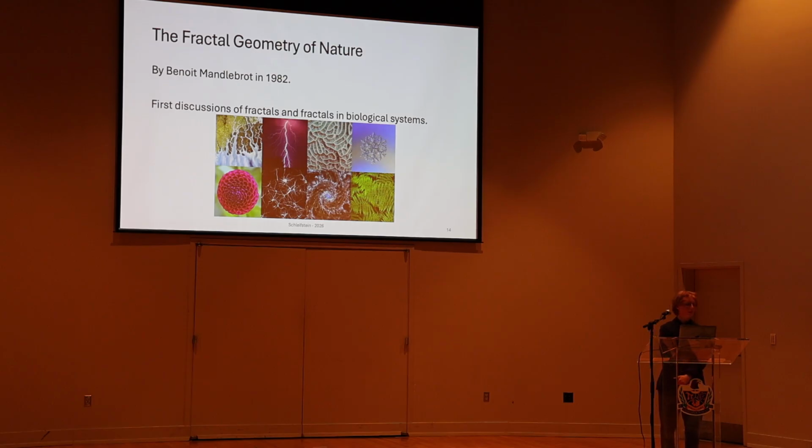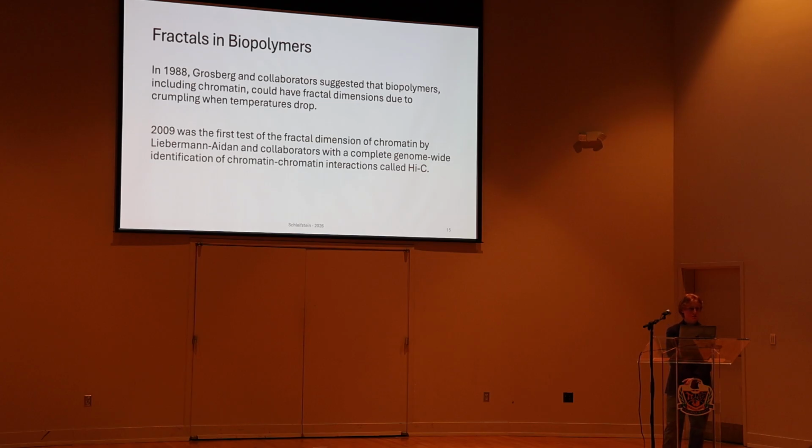As you can see, these all exhibit self-similar shapes that, if you look smaller, will still maintain the same shape. The first time fractals were discussed in biopolymers was in 1988 by Grosberg and collaborators. They suggested that biopolymers such as chromatin could have fractal dimensions due to crumpling when temperatures drop. And then later, in 2009, the fractal dimension of chromatin was tested by Lieberman-Aiden and collaborators. It was done with a genome-wide identification of chromatin-chromatin interactions called Hi-C.